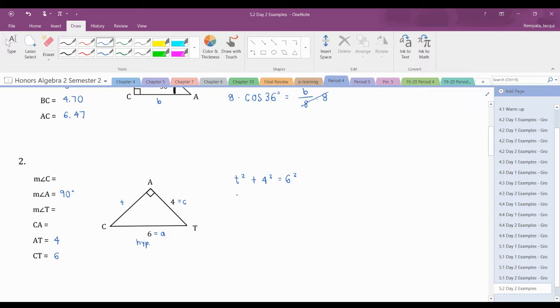Okay, we want to solve for T. So that means that we'll have T squared plus 16 to equal 36. I'll subtract 16 from both sides. T squared is going to be 20. And then to get rid of a square, I'm going to take the square root. And once again, square root of 20, I want to round to 2 decimal places.